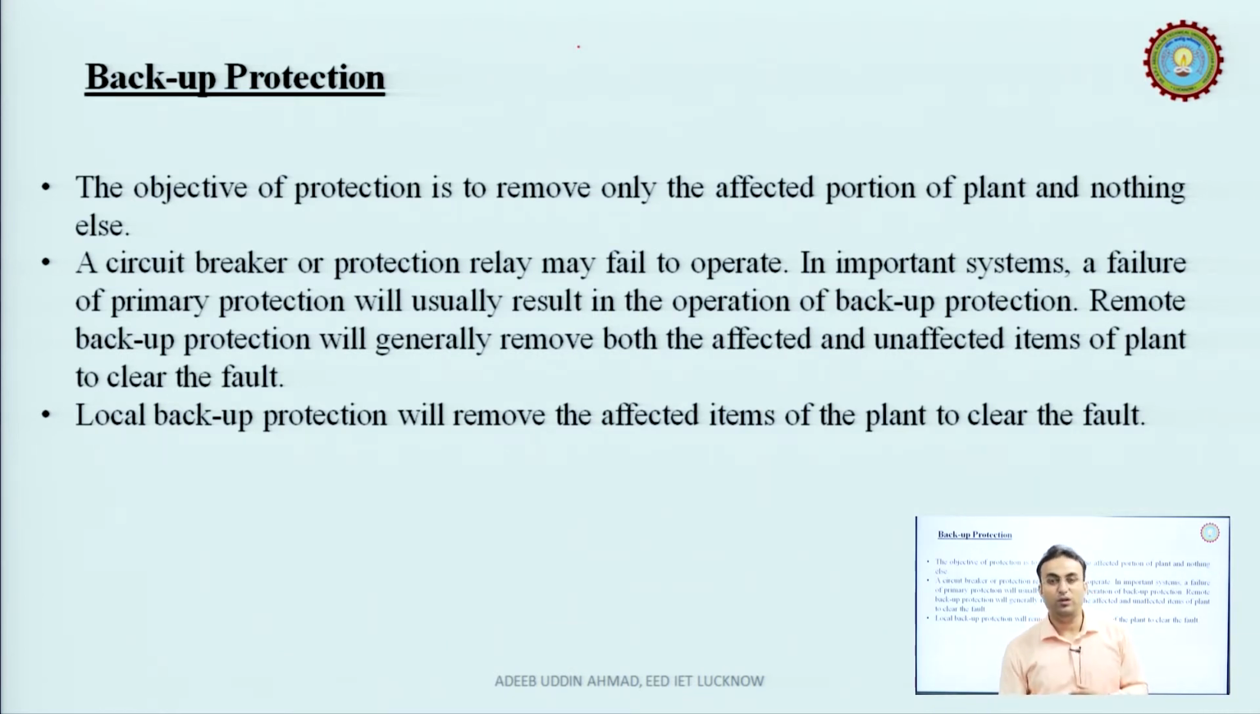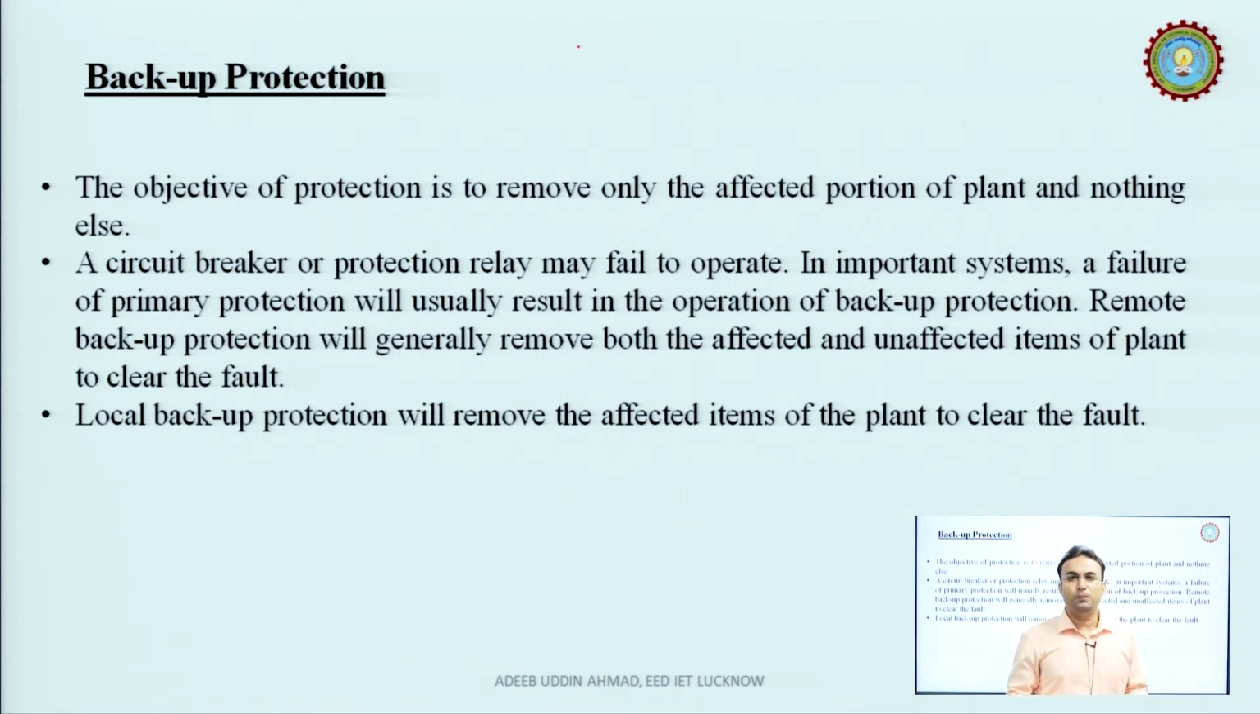Suppose we have a first line of defense. If this line of defense fails for some reason, then we have a second line of defense. This will operate and protect our power system. Suppose this line of defense does not operate, so we have another line of defense, and that will operate. So, we have different types of lines of defense. This secondary line of defense is called the backup protection.